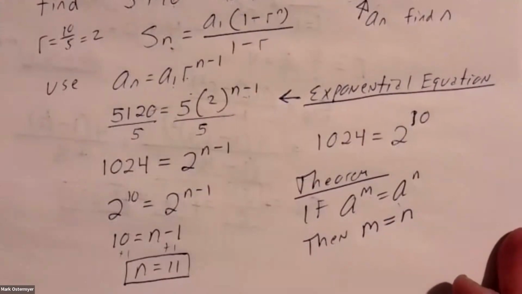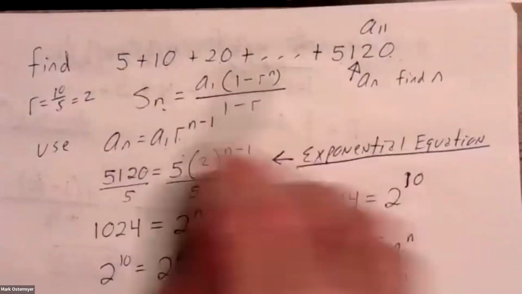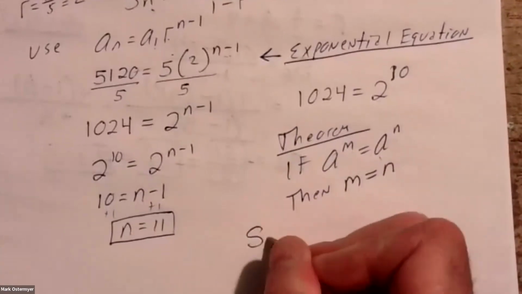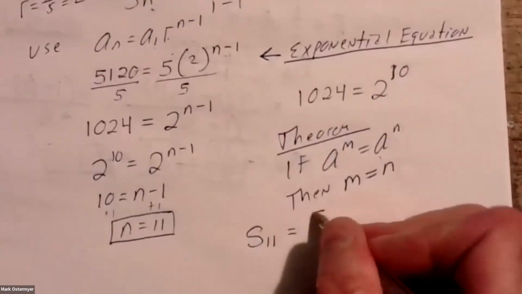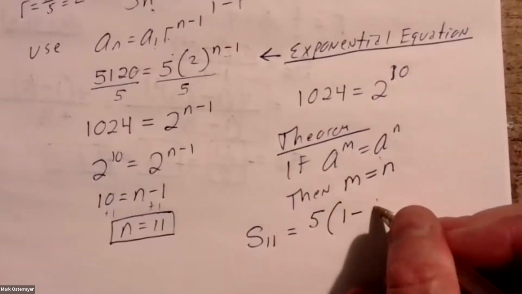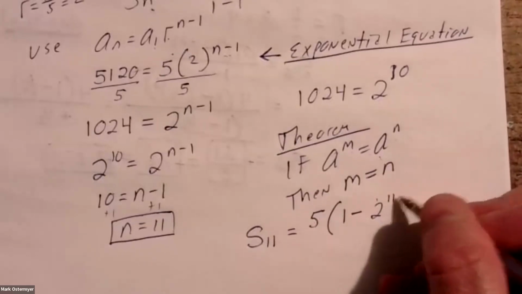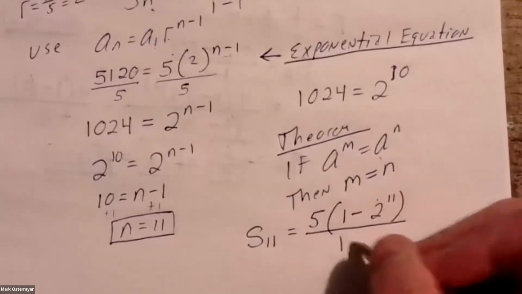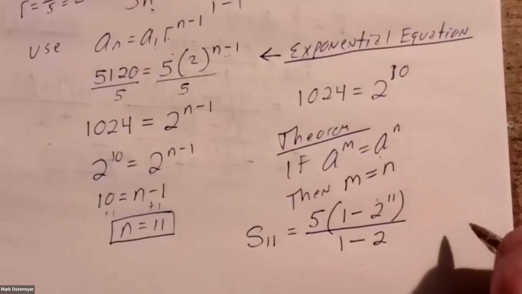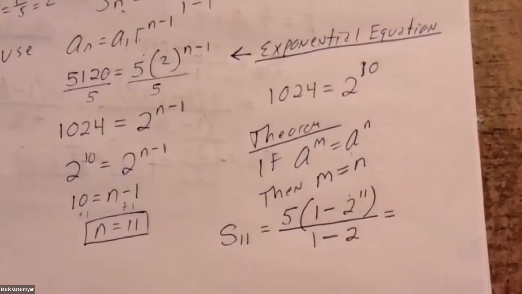It's our 11th term. So we're really adding together the first 11 terms of this geometric series here. So the sum of the first 11 terms is going to be equal to our first term, which is 5, times 1 minus our common ratio, which is 2, raised to the nth power. My n is really 11 here. And that all sits over 1 minus the common ratio of 2. All right, get on your calculator and tell me what this sum is.